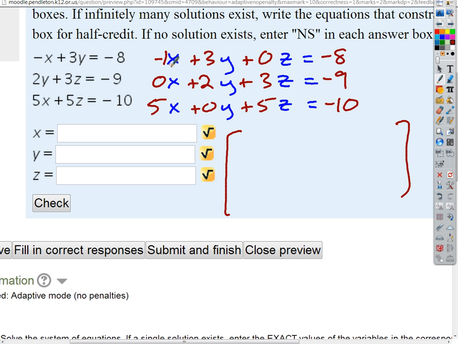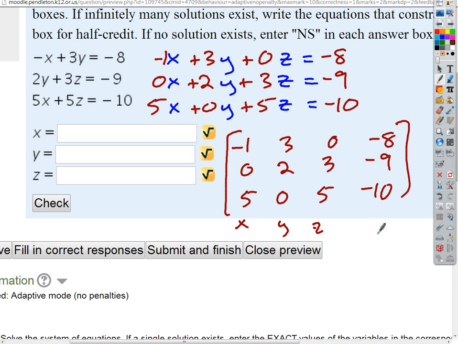Okay, negative. That's really a negative 1, isn't it? So negative 1, 3, 0, negative 8. Good. And 5, 0, 5, negative 10. Okay? That represents the whole linear system. And just keep in mind what that really means. This is the X column. So these are the X's, these are the Y's, those are the Z's, and those are the numbers, the constants, right? So this is negative 1x plus 3y equals negative 8, right?